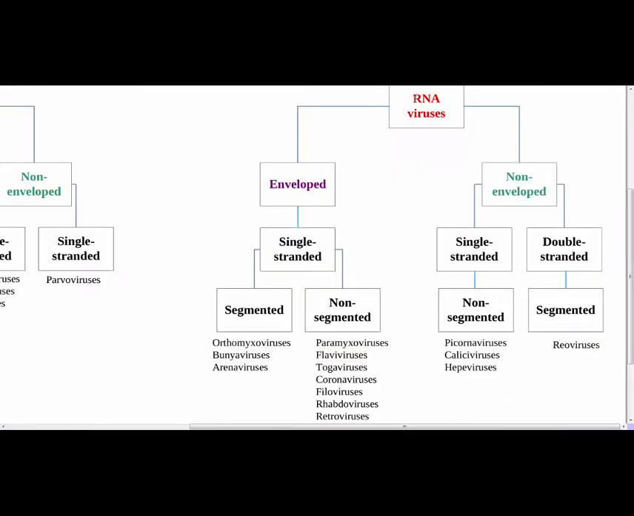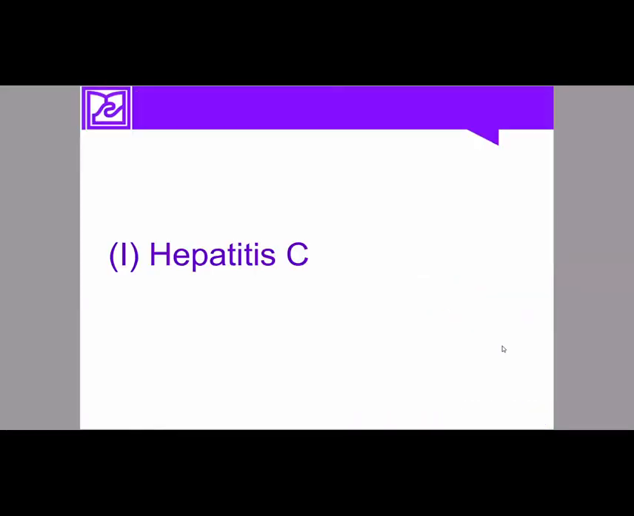So we are studying RNA viruses, and today we continue with the study of viruses that cause hepatitis. Hepatitis C belongs to the family Flaviviridae. Hepatitis A belongs to the family Picornaviridae. Hepatitis E belongs to the family Hepaviridae. Enteroviruses belong to the family Picornaviridae. So this is where we are. So we start with hepatitis C.